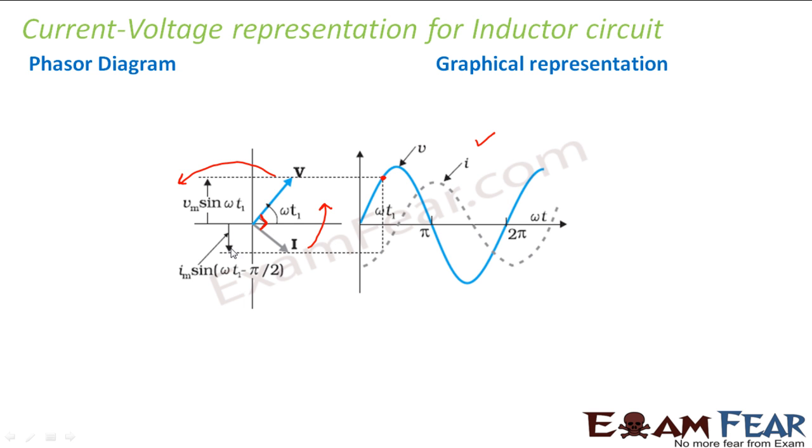So here also, the vertical component of current represents the instantaneous value of current, that is Im sine omega t minus pi by 2, and the length of the current phasor represents the peak value of current at this instant of time.